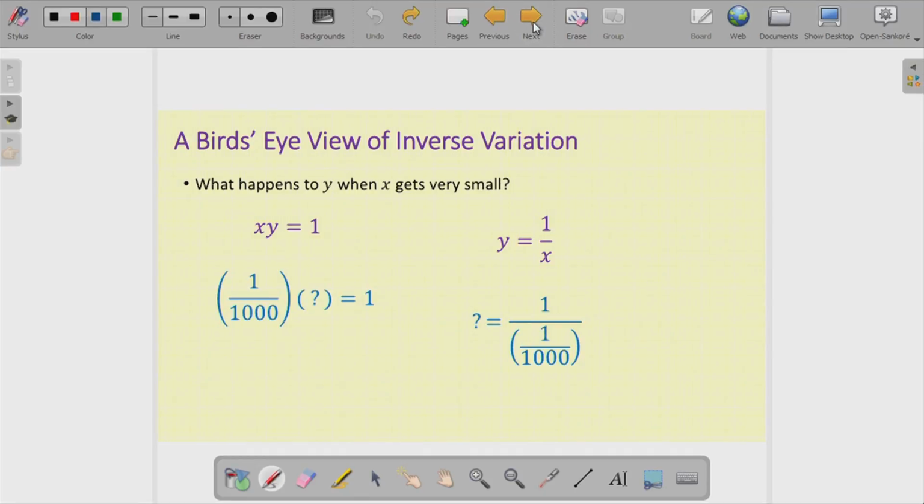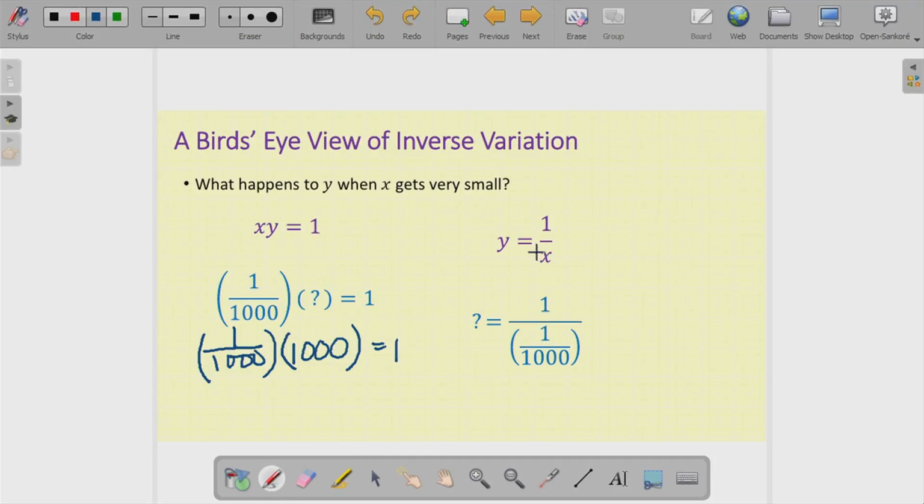What about when x gets small? Well, let's take a look. So if x is a small number, let's say 1,000th, we can look at 1,000th times what is equal to 1. And it should be clear that you need 1,000 thousandths to make 1. So when x is 1,000th, y must be 1,000.